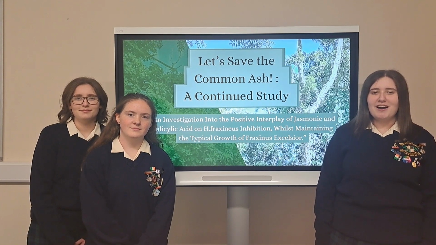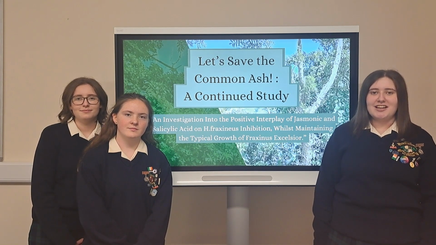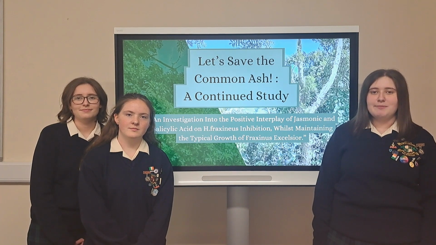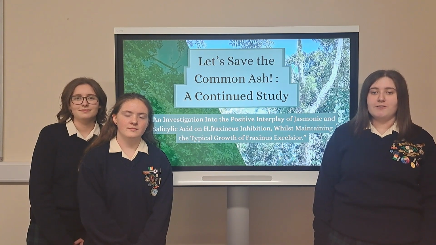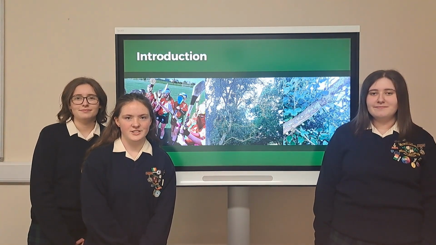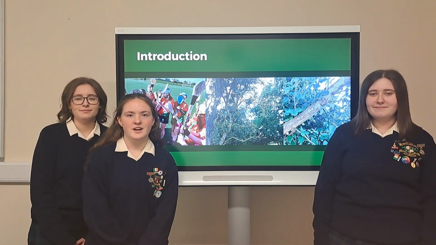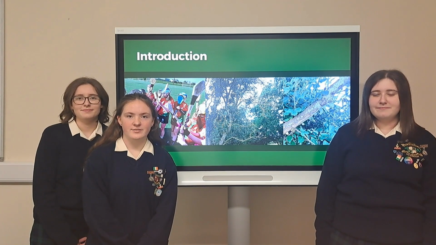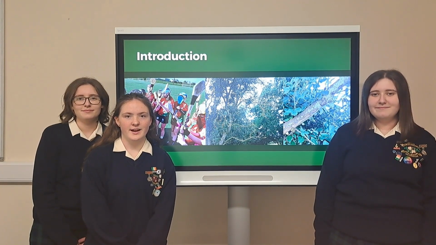We're investigating the positive interplay between salicylic and jasmonic acid on H-fraxinase inhibition, whilst maintaining the typical growth of Fraxinus excelsior. Ash trees are vital for Ireland's biodiversity and culture. Currently, 90% of ash trees are affected by ash dieback, causing leaf loss, bark lesions and crown dieback.